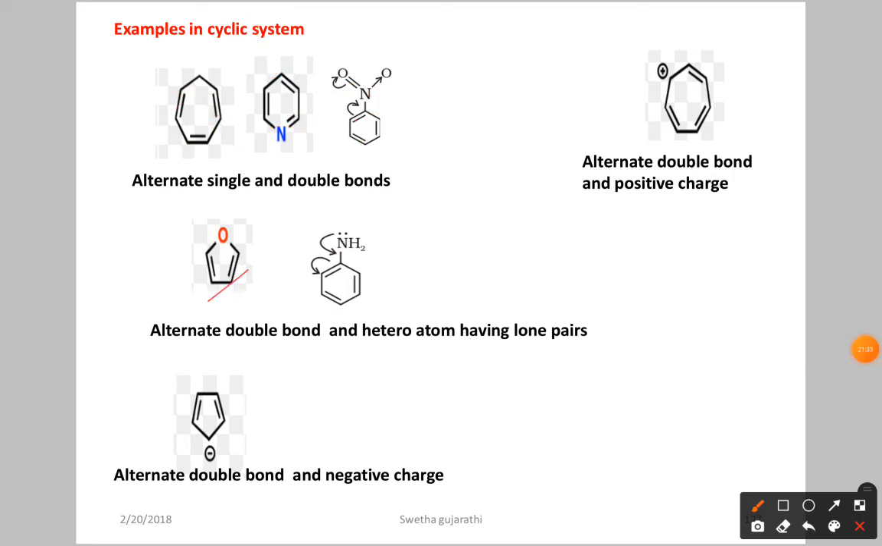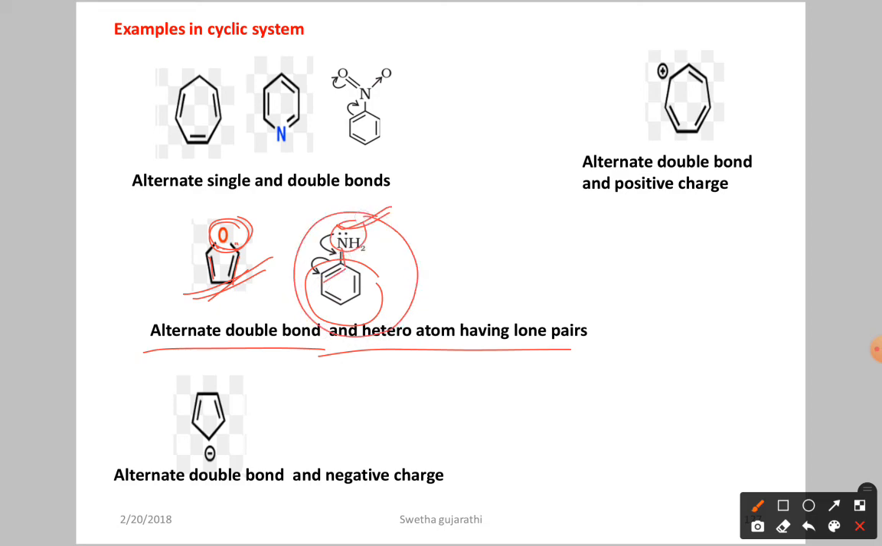Now in this example, you see alternate double bond and a heteroatom having a lone pair. Here we have double bonds and a heteroatom, which is oxygen, and on oxygen we have the lone pair. So this also indicates conjugation. Here also we have a heteroatom with a lone pair, single bond, double bond, indicating the total molecule is in conjugation.